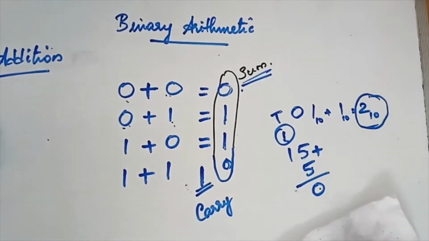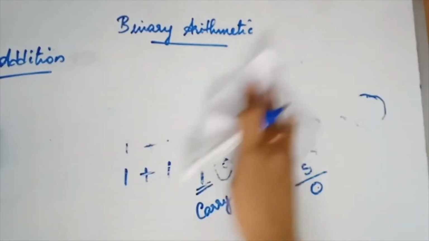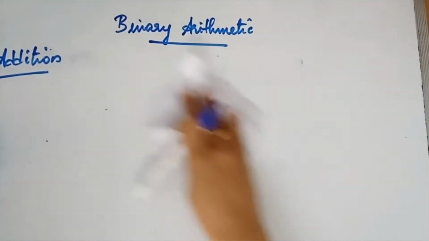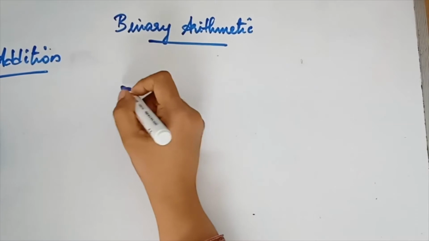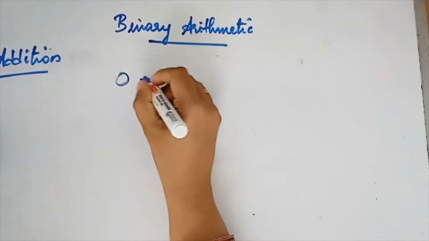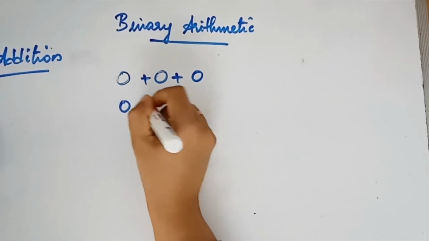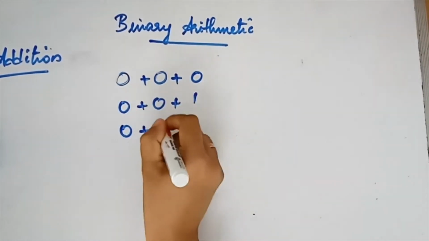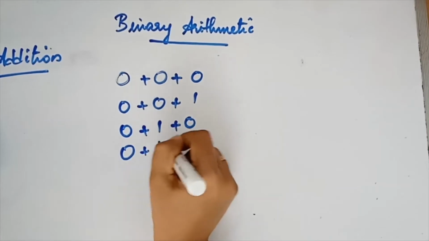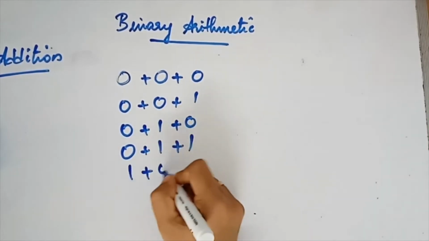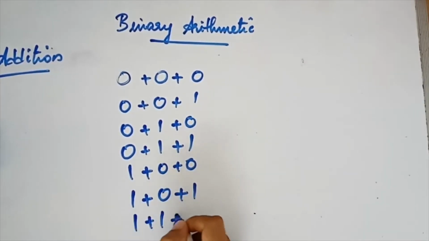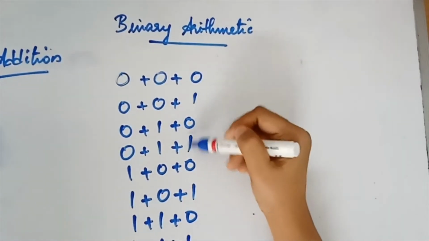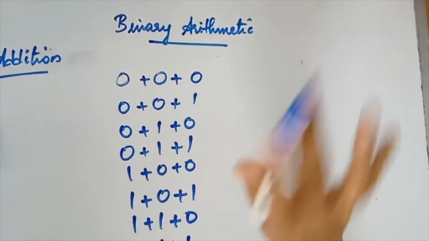In 1-bit addition itself, suppose you are taking three 1-bit numbers. That is 0 plus 0 plus 0, 0 plus 0 plus 1, 0 plus 1 plus 0, 0 plus 1 plus 1, 1 plus 0 plus 0, 1 plus 0 plus 1, 1 plus 1 plus 0, and 1 plus 1 plus 1. All 8 combinations, 1, 2, 3, 4, 5, 6, 7, 8, are possible.